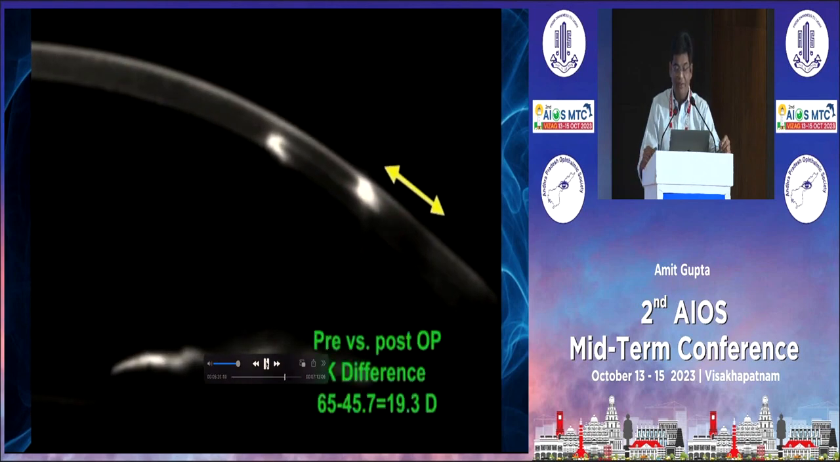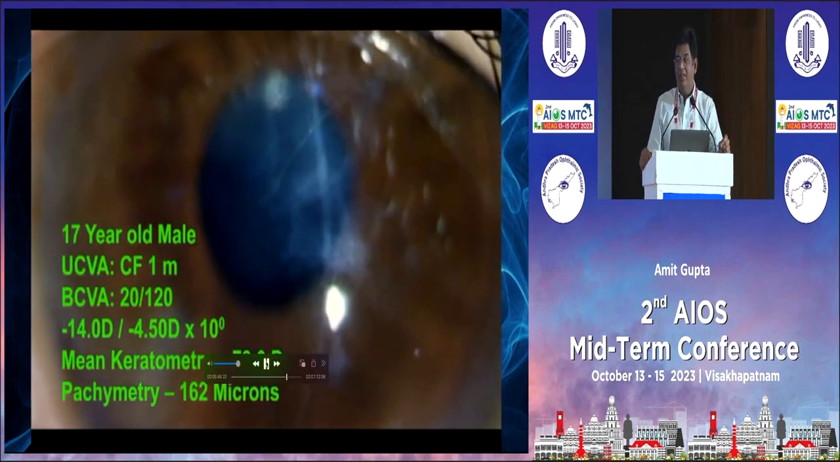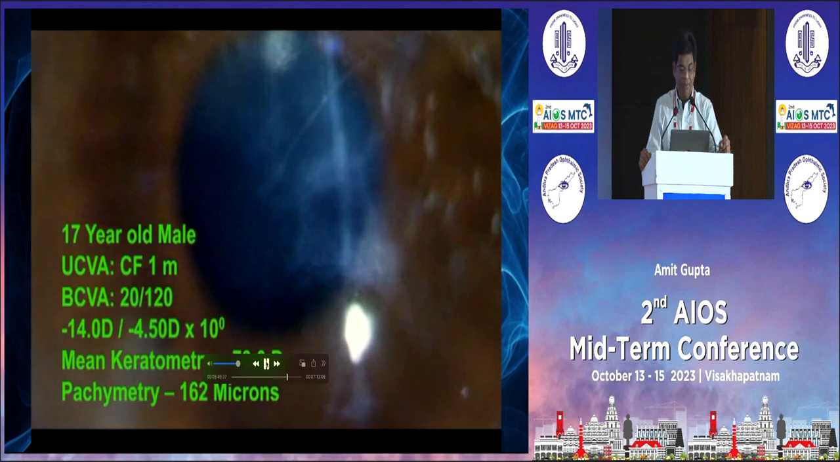And if we see this, see how beautifully the graft and host junction is opposed. And not only the anterior surface, but also the posterior surface of the graft is very well opposed. And the Pentacam also showed that the visual results were very good in this patient.